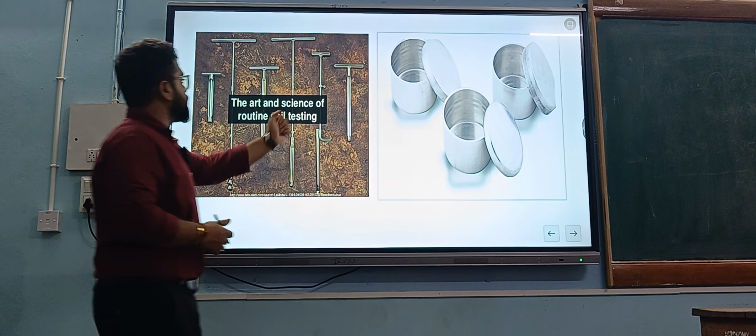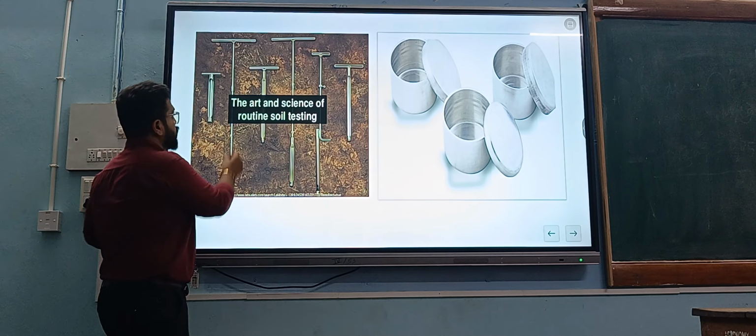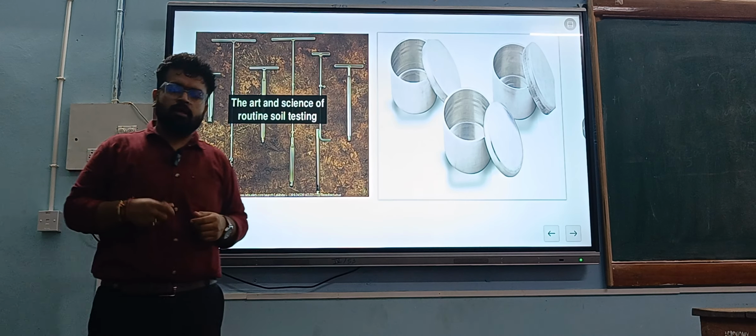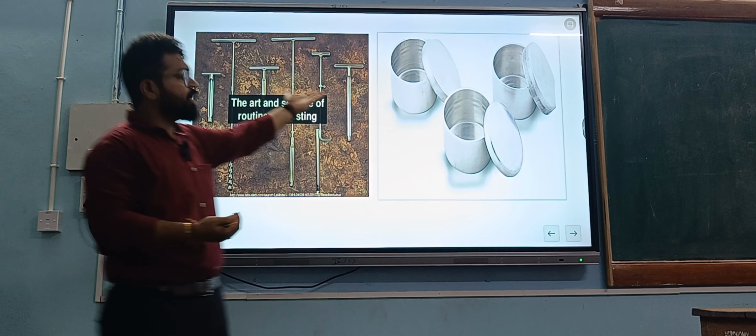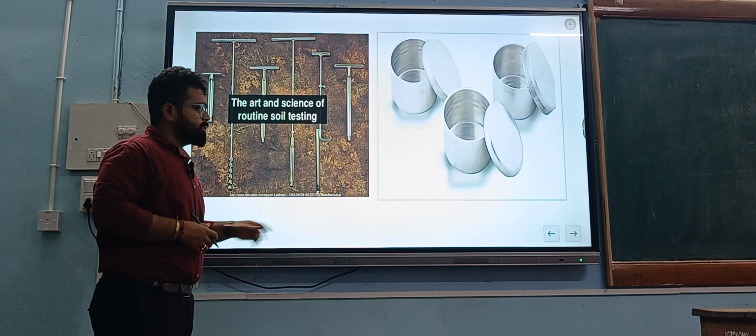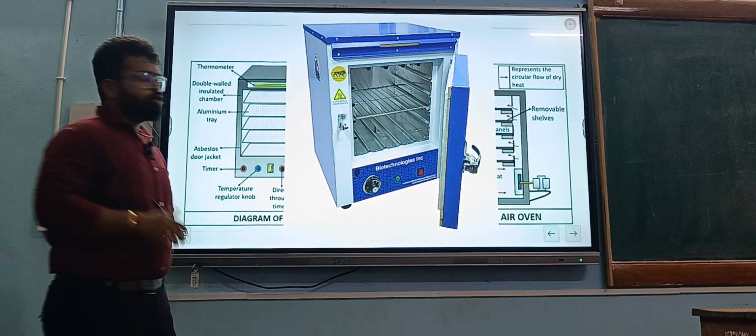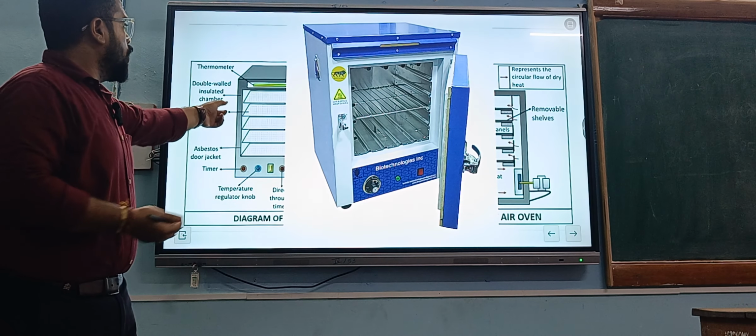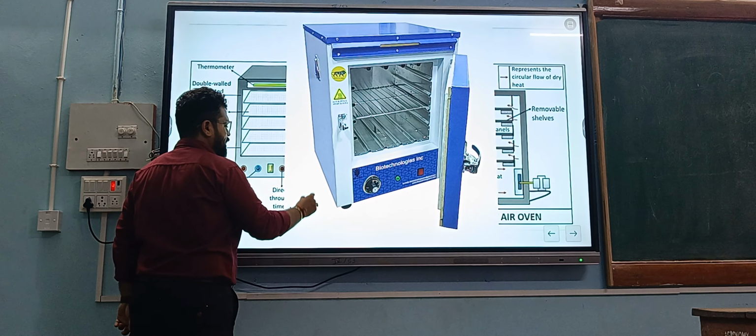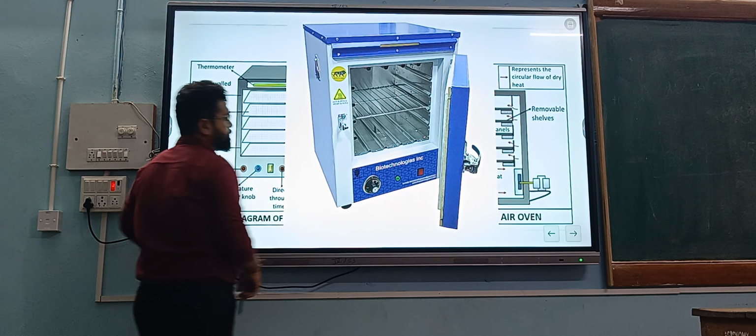So these are the aluminum cans and these are the screw augers. You have to take the screw auger, lift the soil, and transfer it to the moisture can. Then the moisture content on a volume basis or weight basis can be determined. Then next you have to place these in a hot air oven. At what temperature? 105 degrees centigrade for 24 hours.